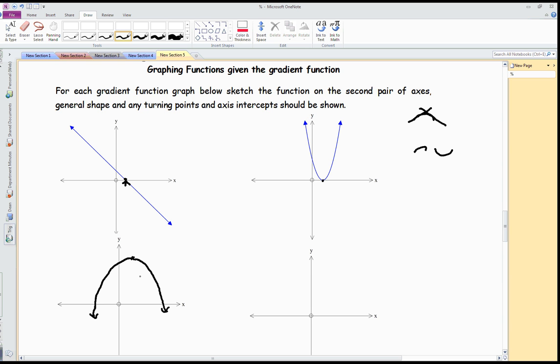Okay, now we have the function, and that is the gradient function. So it's actually 1 power up. Now this one here, we know that we have a turning point here, that we've got a gradient of 0 there, so we've got either a minimum or a maximum. It's going to happen there.